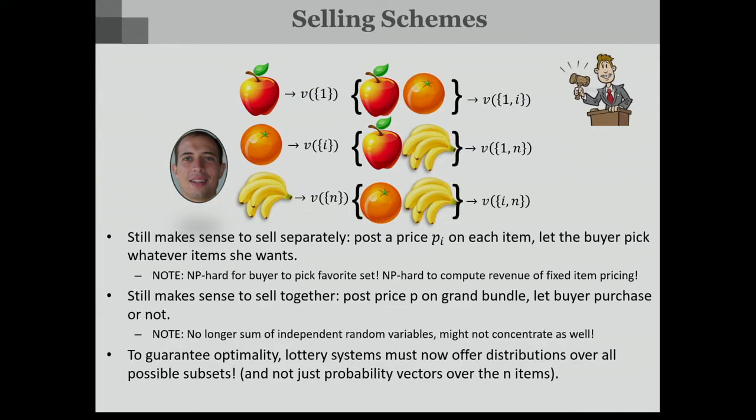It still makes sense to post a price on the grand bundle and let the buyer decide whether he wants to purchase or not. But again, his valuation function is no longer a sum of independent random variables, so maybe it's not necessarily going to concentrate well. So somehow we have to overcome this as well. And the last thing is that to guarantee optimality, now lottery systems must offer distributions over all possible subsets of items. Because the buyer's not additive, it's not enough just to consider probability vectors over the different items. So somehow we also have to accommodate this.